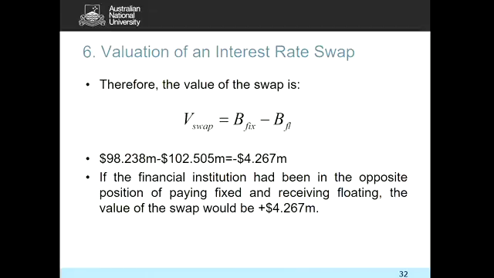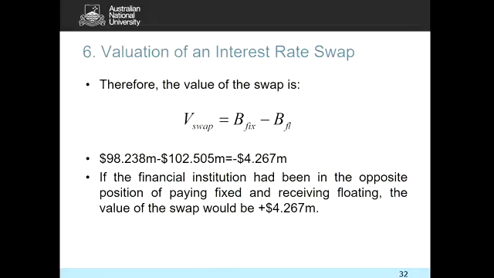For the person who is receiving floating and paying fixed, the value of the swap to them will be positive $4.267 million. They net out to be zero. One party's better off by $4.267 million, the other party is worse off by $4.267 million.